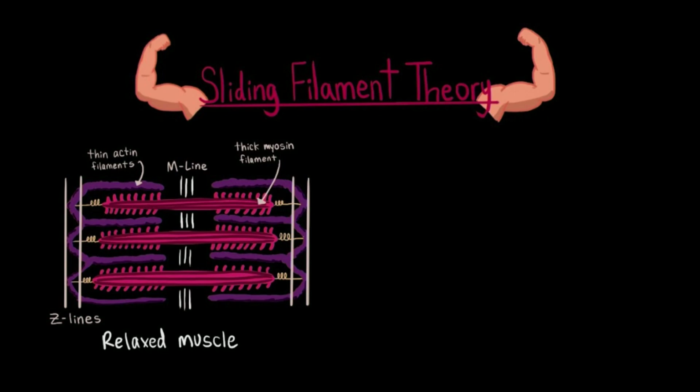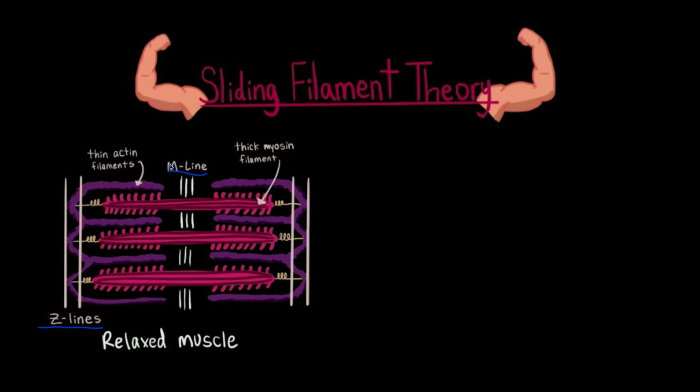A sarcomere is made out of two main proteins, actin and myosin. Actin filaments are thin filaments and are attached to Z lines, which are lines that mark the boundary of a sarcomere. Myosin are thick filaments that overlap with actin at the M line, which is in the middle of the sarcomere.